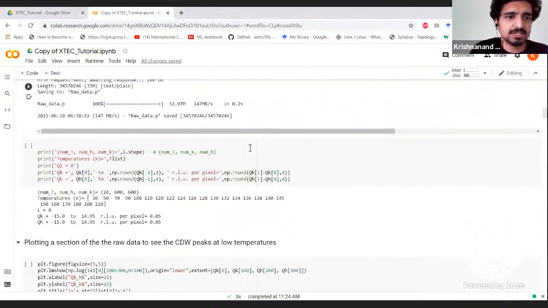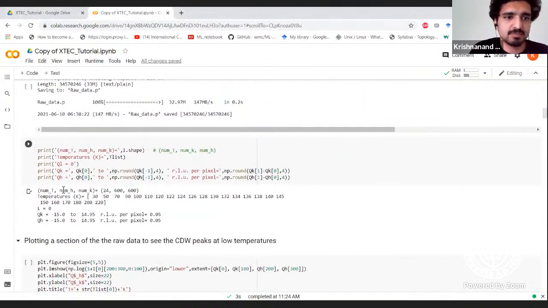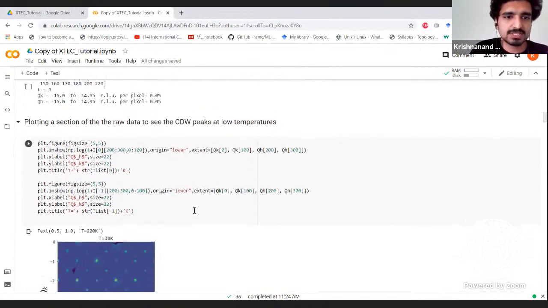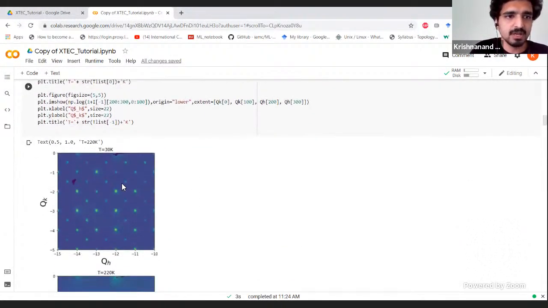And this shows that the data has this many temperatures, and these numbers of H and K are the number of pixels in the H and K reciprocal space. So you have 600 by 600 pixels, and these are the values of the momentum H and K, and L is 0 in this case. So this is the HKL dimension of the X-ray diffraction data that we have. And you can see what the data looks like.